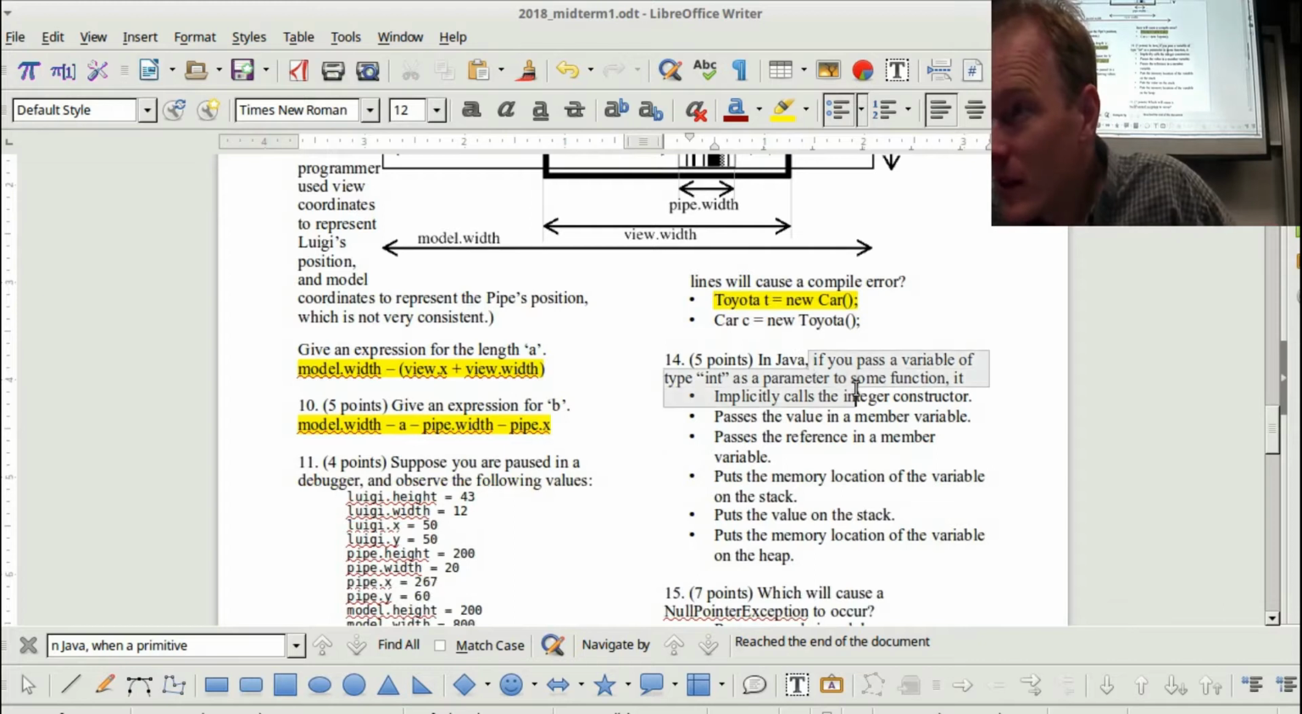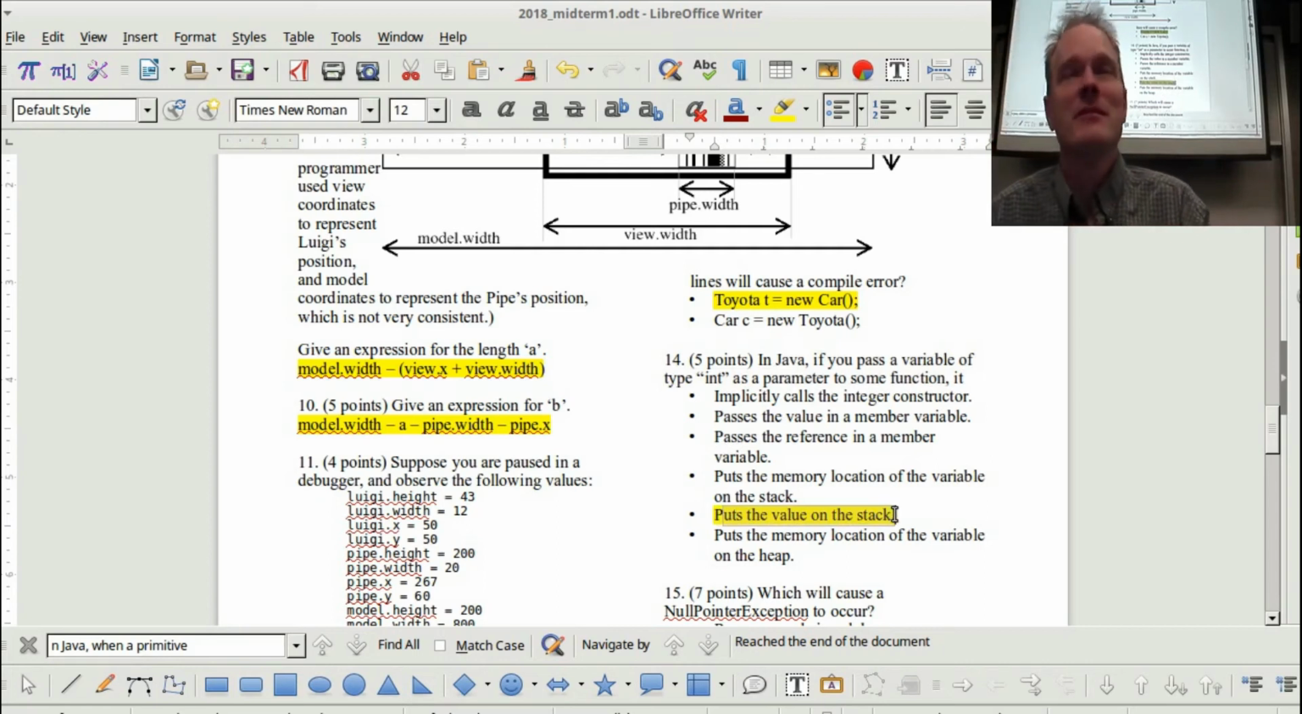In Java, if you pass a variable of type int as a parameter to some function, its value on the stack is what happens with primitive types.